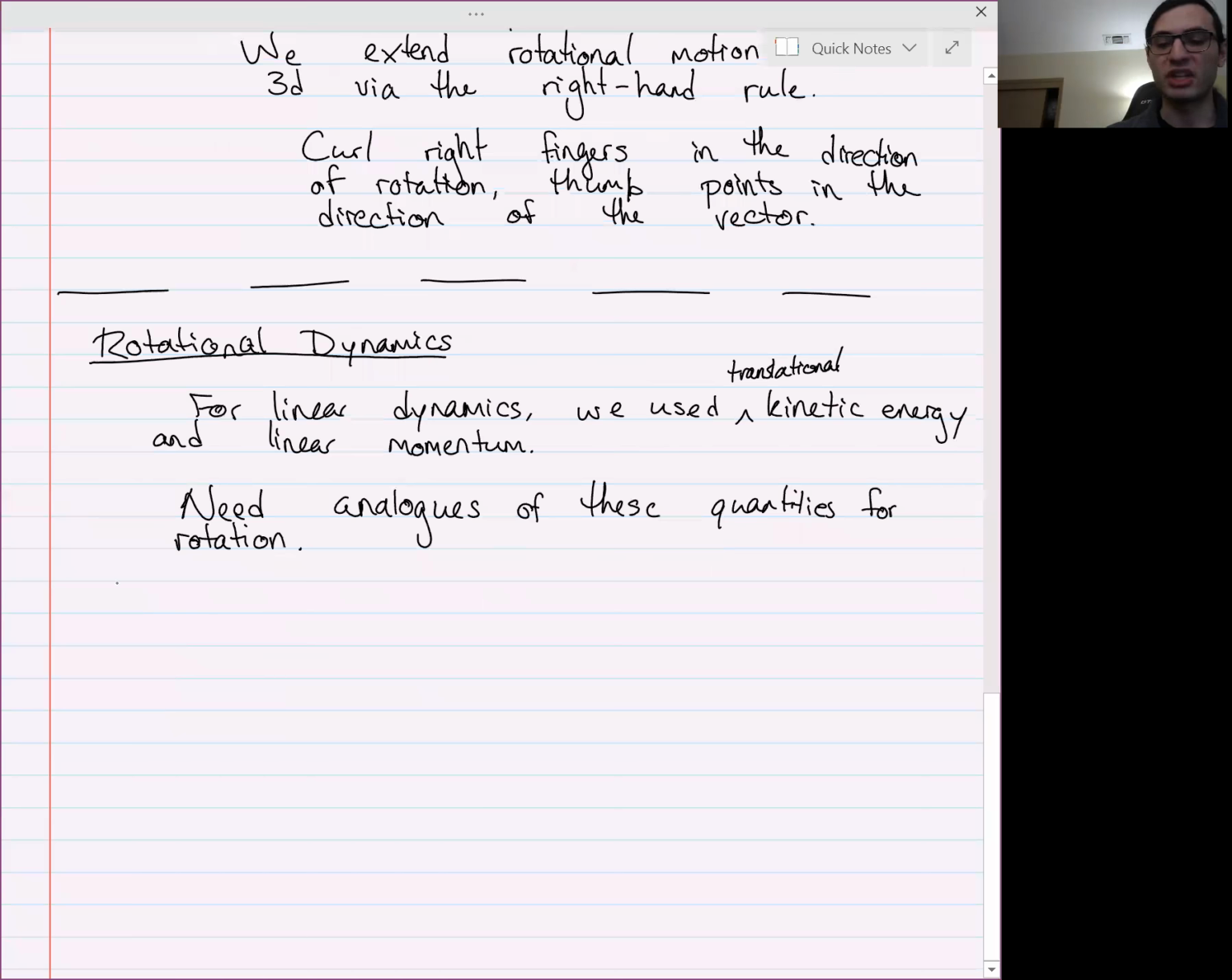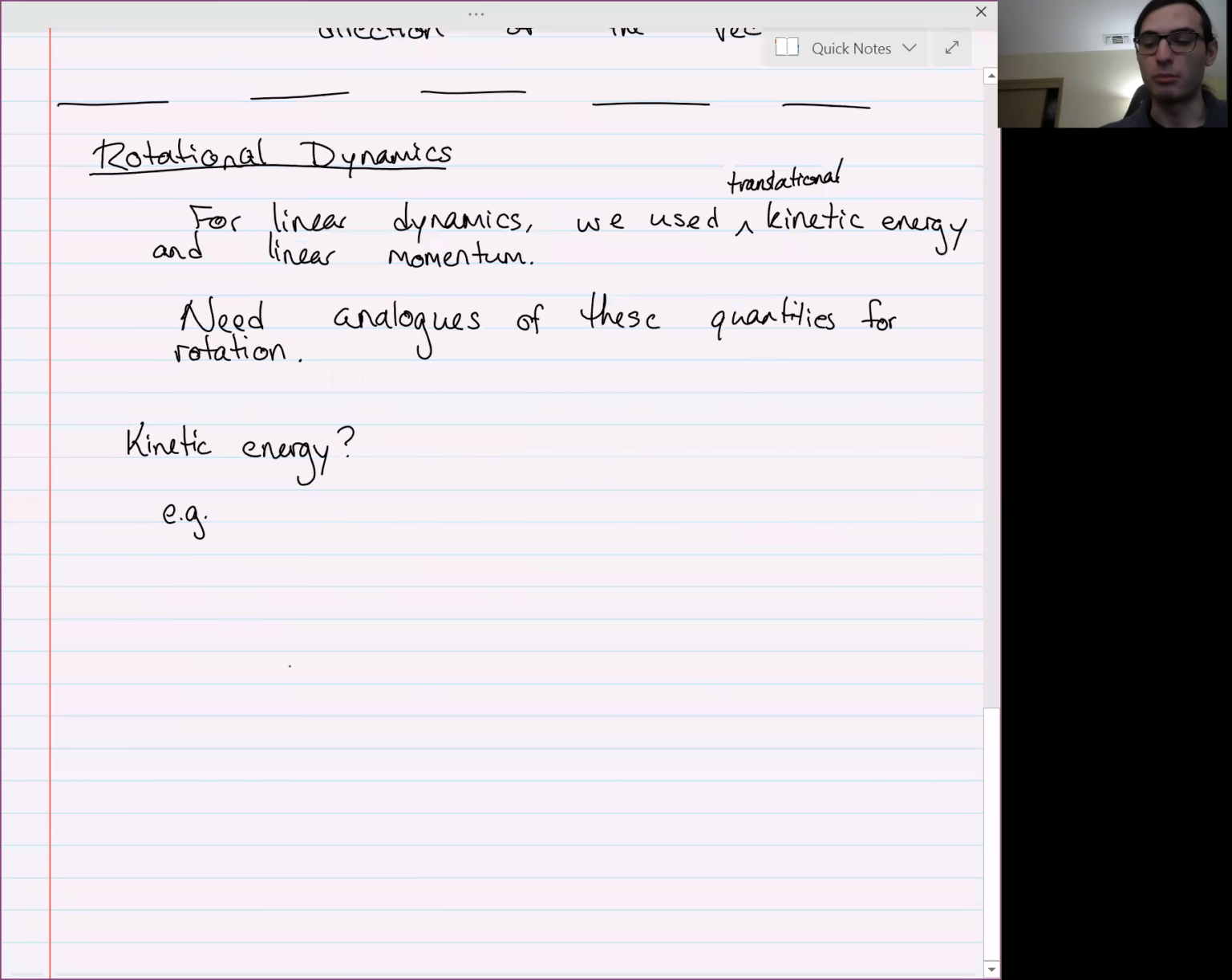So let's try to derive these quantities. Let's talk about kinetic energy first. Let me provide you an example of how we can build a candidate for what the kinetic energy looks like.